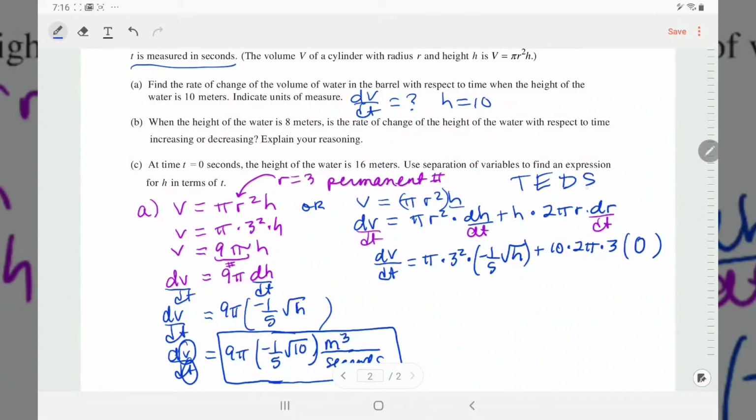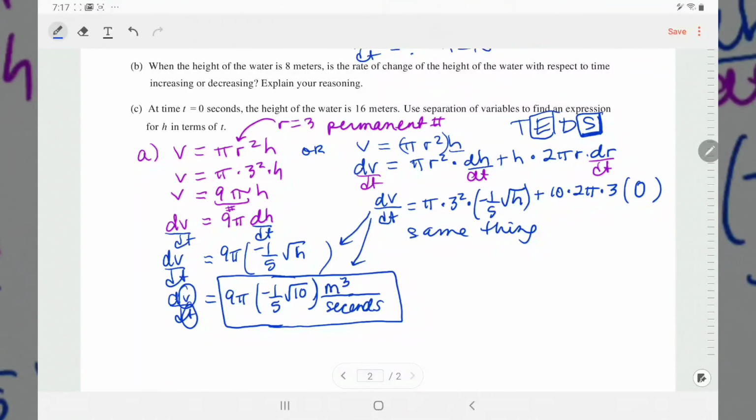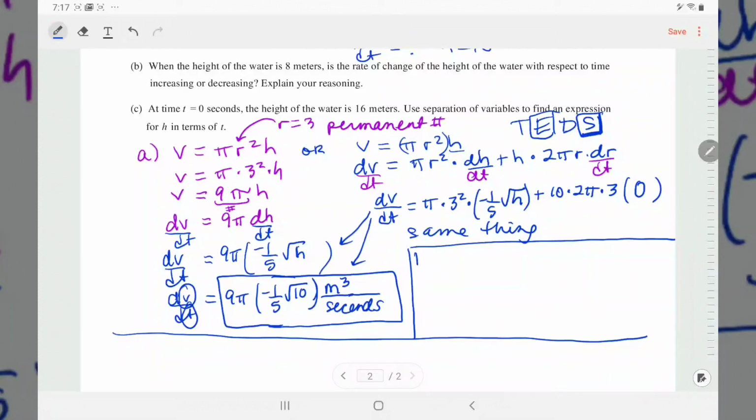Okay, when the height is 8, is the rate of change of height increasing or decreasing? Let's see what that means. Am I way at the bottom of the page? I am, so let me write it right here. I don't think I'm going to be able to fit the whole problem here. I think I wrote too big. So, when the height of the water is 8, the rate of change of height with respect to time is increasing or decreasing.